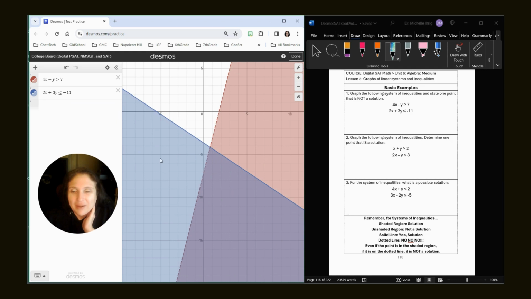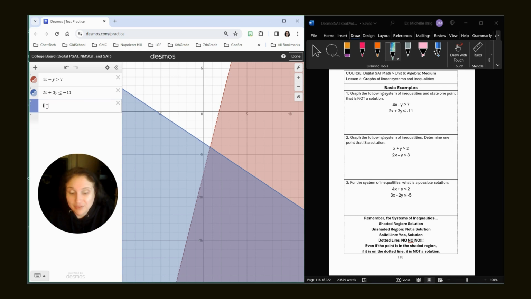All right, real quick, let's just talk about this. If I have the point, I'm going to show you wrong answers first. -3, 5. Okay, not a solution because it's only in the blue. -3, 5, not a solution because it's in the white. Okay, if we did 3, 5, not a solution because it's only on the red, but most importantly, it's on the dotted line.